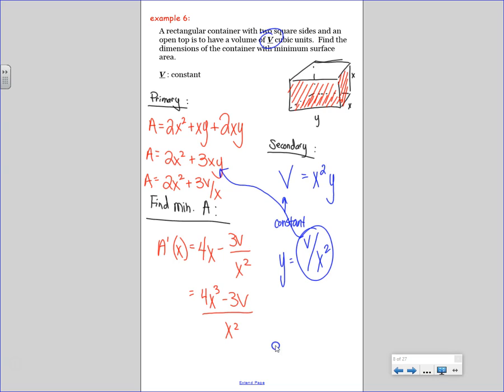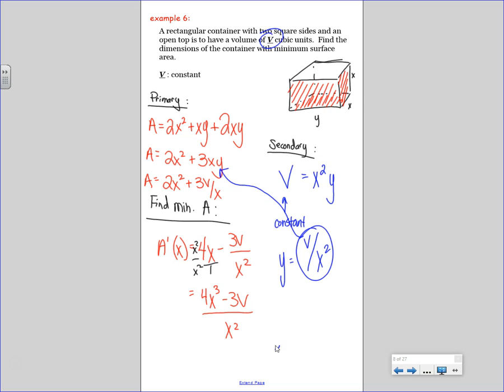I said, ooh, he doesn't have a denominator. Let's multiply him by x squared over x squared. Now I do my pitchfork. Quick question: how practical, how helpful is this box going to be if x is 0? It works out to nothing. It's going to be a line of material.